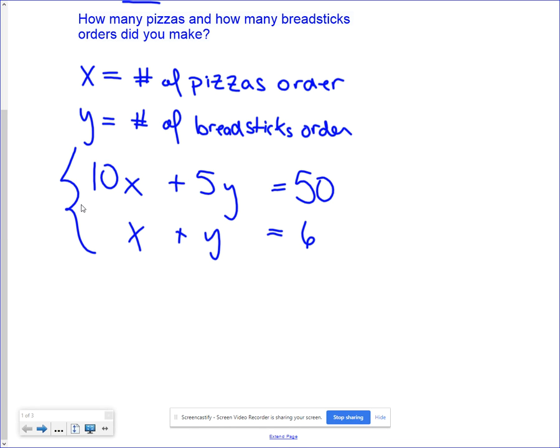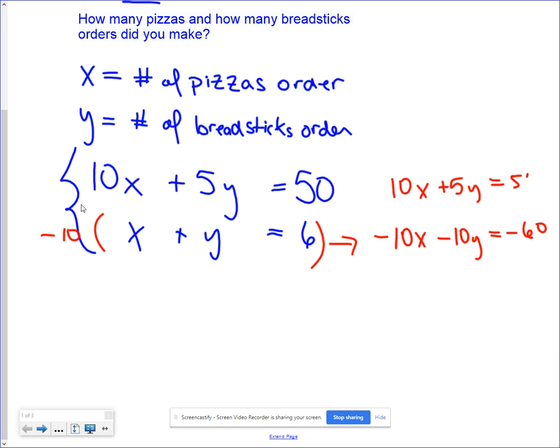Let's eliminate the X. So let's multiply the bottom equation by -10. If I do that, I'll get -10x minus 10y equals -60. Keep the top equation the same. So let's just rewrite it. Add these two equations together, the x's cancel out. We get -5y is equal to -10. So y is equal to 2.